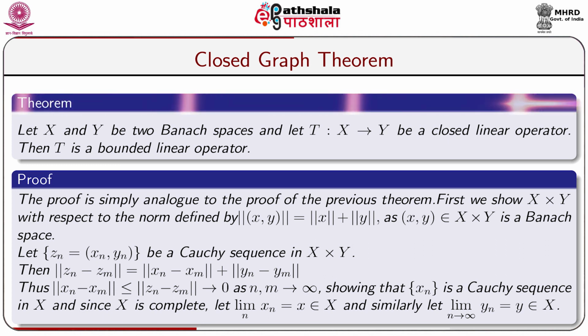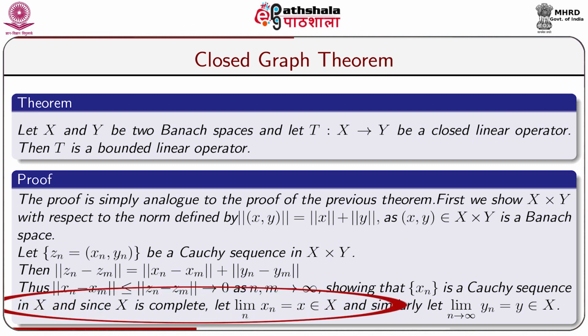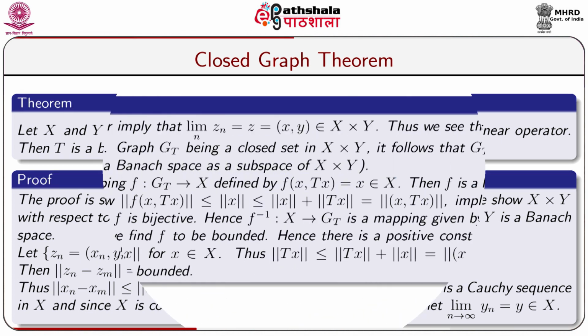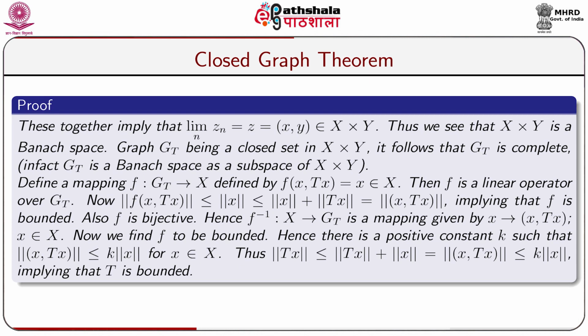So norm of xn minus xm tends to 0 as n, m tend to infinity, showing that xn is a Cauchy sequence in X. Since capital X is complete, let the limit of xn as n tends to infinity be x belonging to capital X. That means xn converges to an element x belonging to capital X as X is complete, and similarly let the limit as n tends to infinity of yn be y belonging to capital Y. These together imply that the limit of Zn is Z, equal to the pair (x, y) belonging to X cross Y, that is Zn converges to Z where Z is equal to the pair (x, y), which is an element of X cross Y.